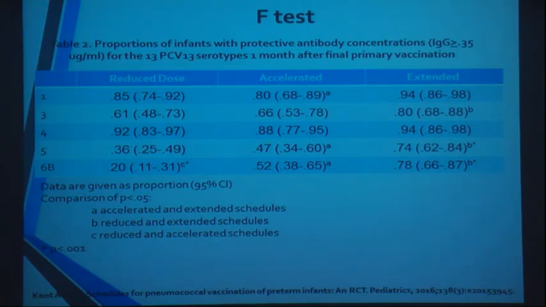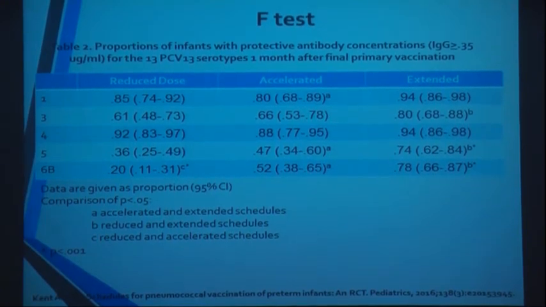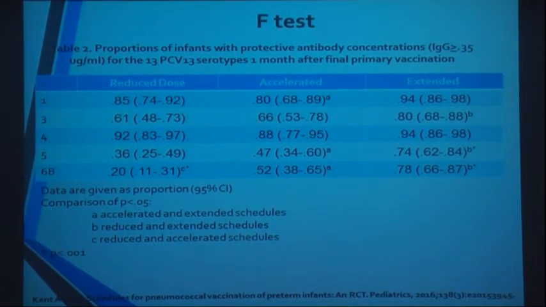What's going to be really important: see these little letters right here? That actually tells you which groups are different. So if you look down here in the footnote, you would definitely need the footnote for this table. If there's an A after it, what it means is that the accelerated and extended schedules differ significantly on that serotype, at p less than 0.05. So there's a lot of information crammed into this table by the use of these footnotes.